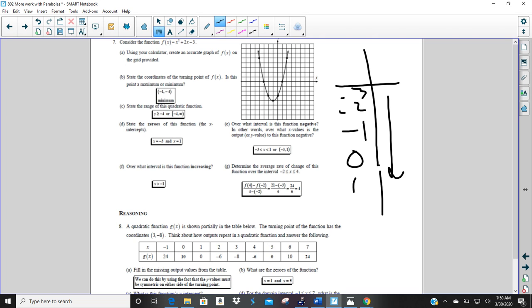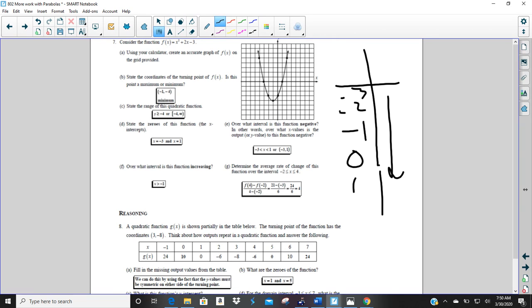So what are the questions here? We have B, state the coordinates of the turning point. Fine. It's a coordinate, so it has to be (x, y), in parentheses. Next one, state the range. I actually have it written down both ways. The range is going to be the y value, smallest to largest y. In this case, the smallest y is -4. It goes to infinity. So that's why you're seeing both those answers.